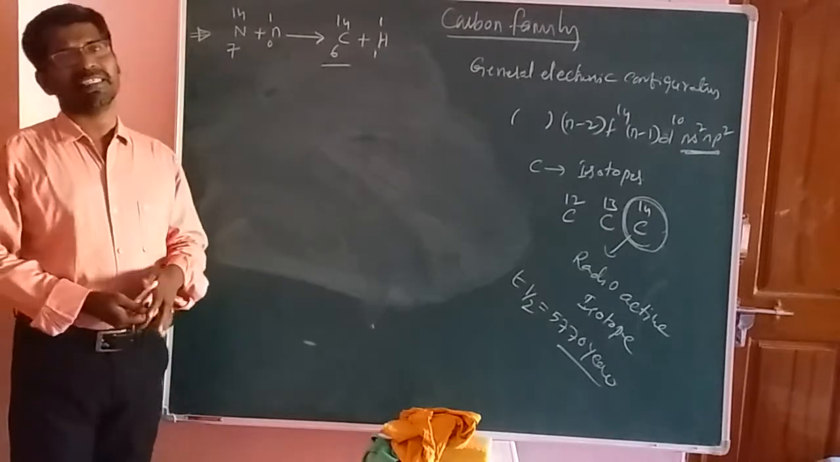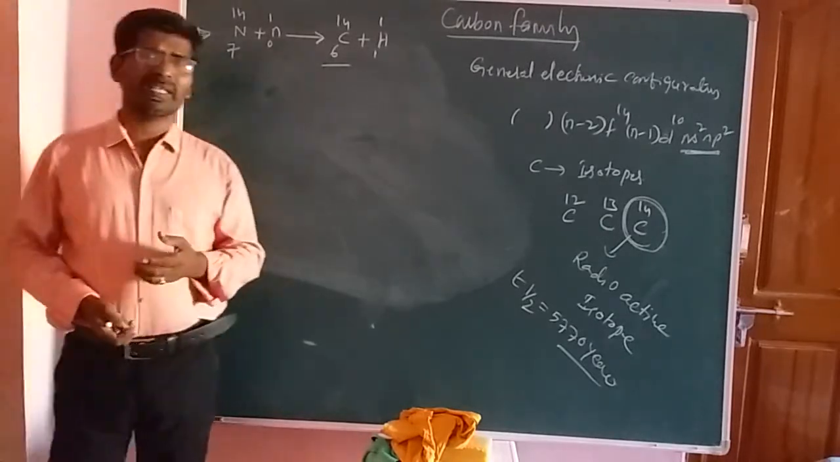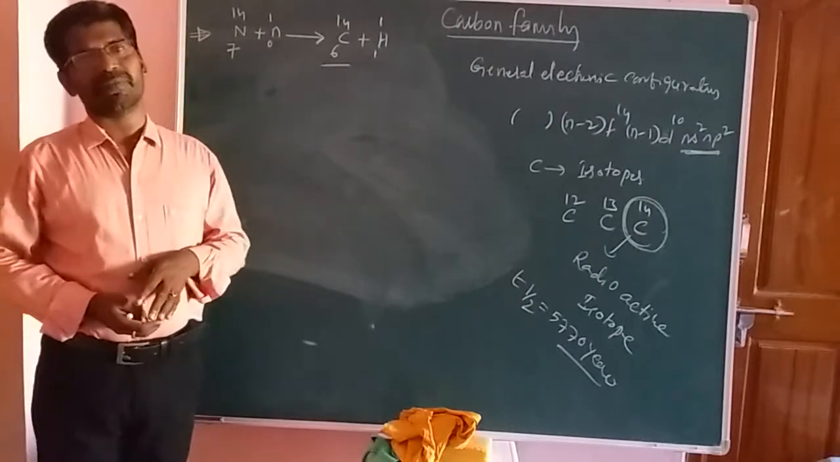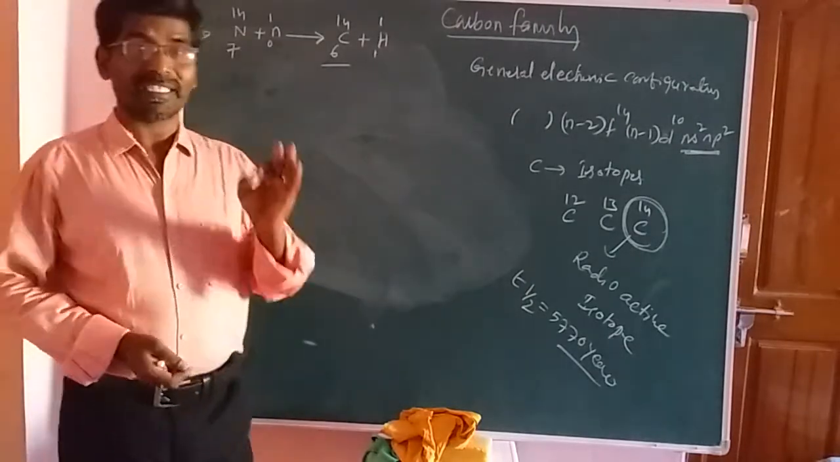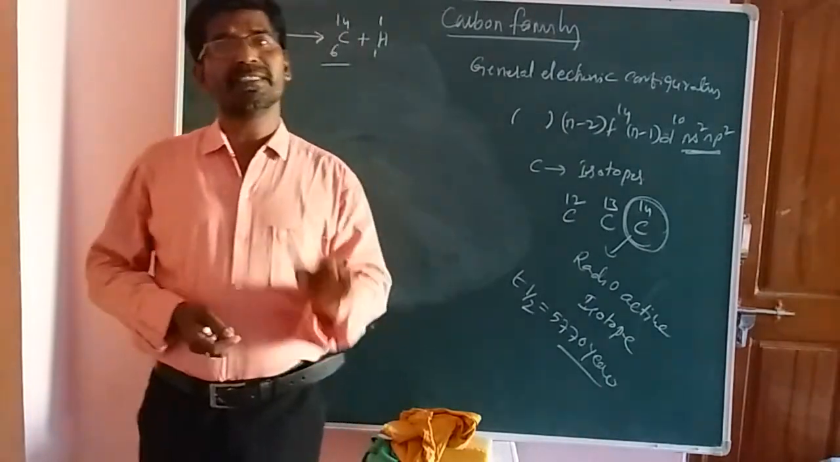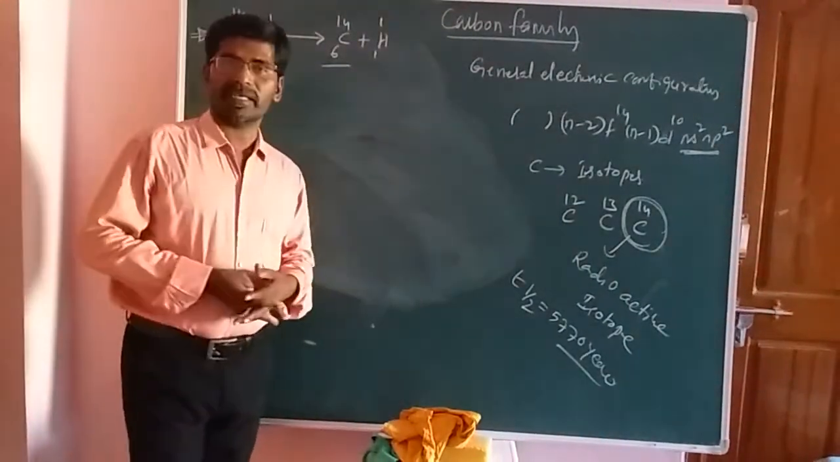What about the next element? The next element is silicon. Silicon is the second most abundant element by mass in the earth's crust. So that is the importance of silicon.